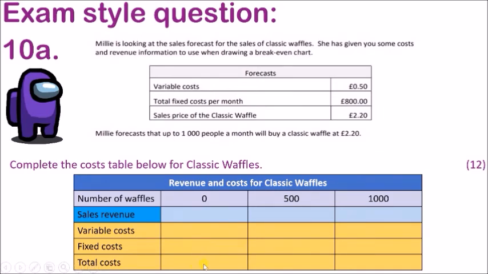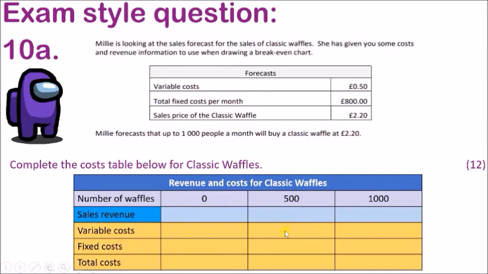Now the one I've always told you to do straight away is fixed costs. You've got a number there in fixed costs, put that straight across on the no sales, 500 waffle sales, and the 1,000 waffle sales. Now we've got the fixed costs sorted. We're looking at sales revenue. So you've got sales price per waffle, classic waffle, is £2.20. So you've got 500 waffles sold at £2.20. There we go, it's a multiplication.